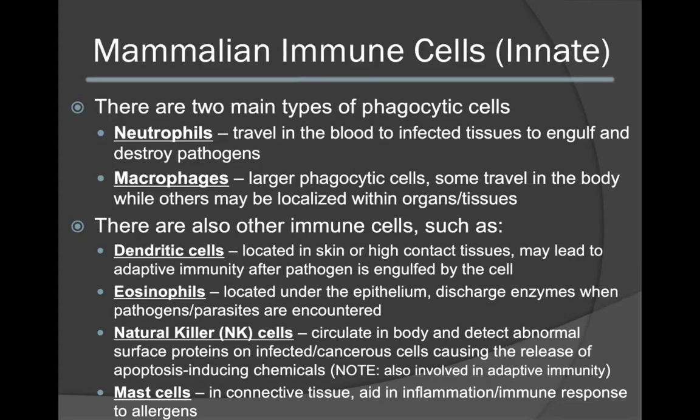NK, or natural killer cells, circulate in the body and help to detect any abnormal surface proteins that are present on infected or cancerous cells. Once these abnormal surface proteins are detected by the NK cells, this will cause the release of apoptosis or cell-killing inducing chemicals. Also note, NK cells can also be involved in adaptive immunity.